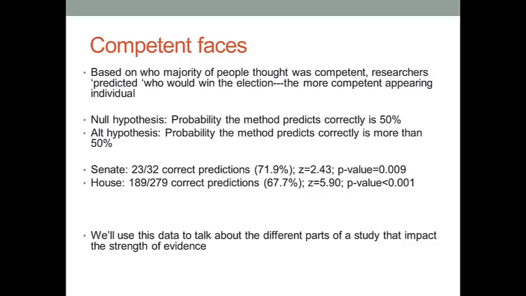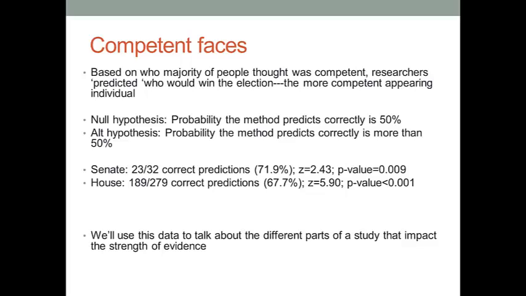In Senate races, researchers correctly predicted 23 out of 32 races, correctly predicting the winner 71.9% of the time. That yields a z-statistic of 2.43 and a p-value of 0.009, strong evidence that the method is correctly predicting the winner more than 50% of the time.